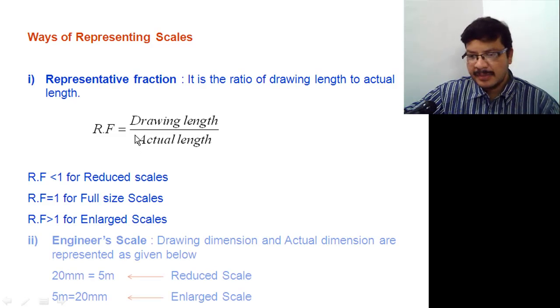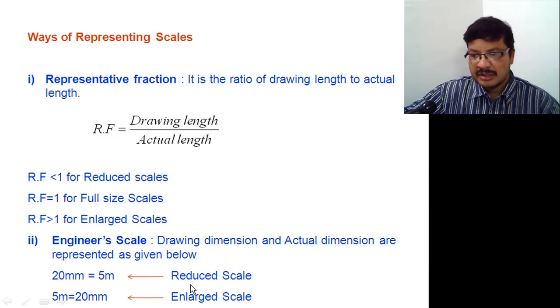The second one is engineer scale. In the engineer scale, the dimensions are represented as shown here. On the left hand side, we will take the drawing dimension. On the right hand side, we will take the actual dimension. So if you observe this, here drawing dimension is less, actual dimension is more. So that is the reduced scale. Here actual dimension is more, drawing dimension is less. That is the enlarged scale. So this is the next method of representing scales.